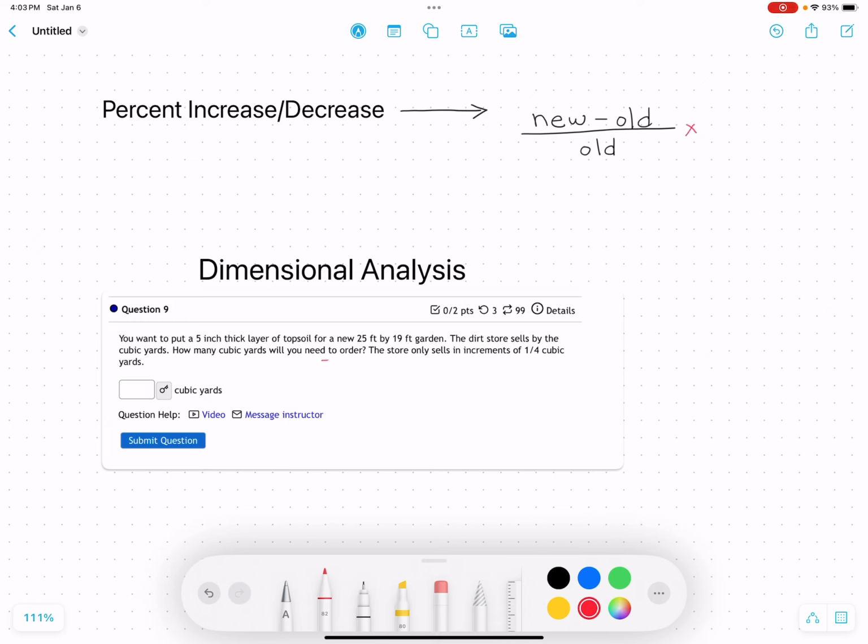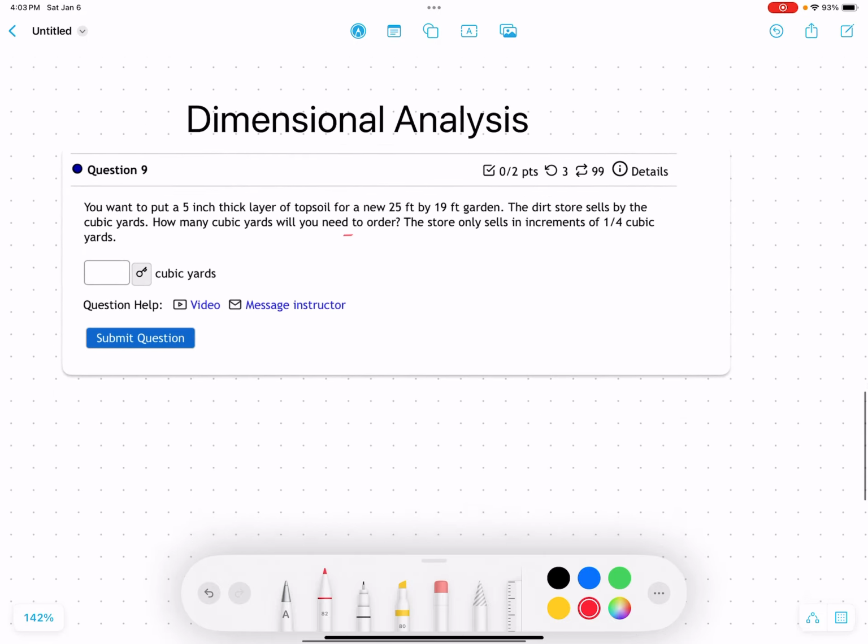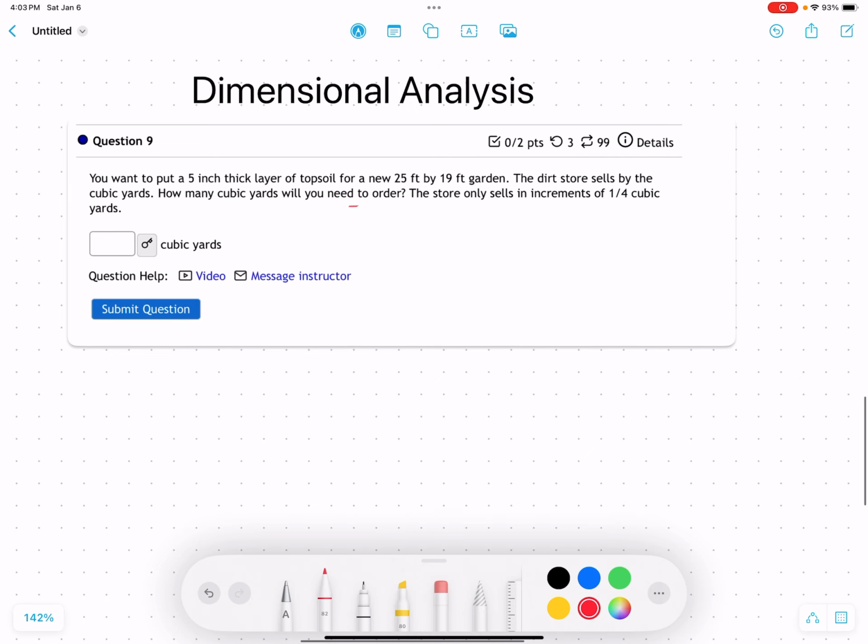We want the percent. So we're going to take that and we're going to multiply it by 100. Try that formula for the times in the homework where it asks you for a percent increase and decrease. I think you'll be happy. It works pretty well. Let's talk about the other major part of this particular homework.